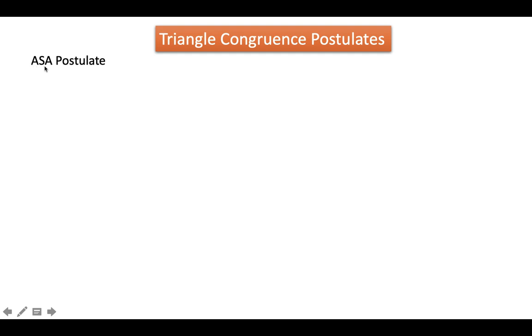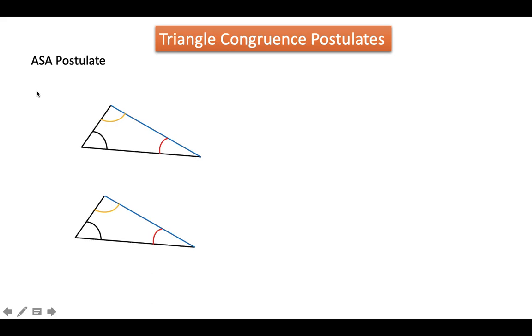Second is the ASA postulate. It means angle, side, angle. If these angles are congruent, these two sides are congruent, and the other two angles are also congruent, this information is enough to say that the triangles that will be created are congruent with each other because the remaining corresponding parts are also congruent. So since these two triangles are congruent, all the parts are also congruent by the ASA postulate.